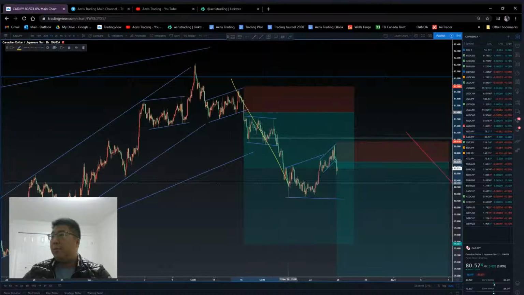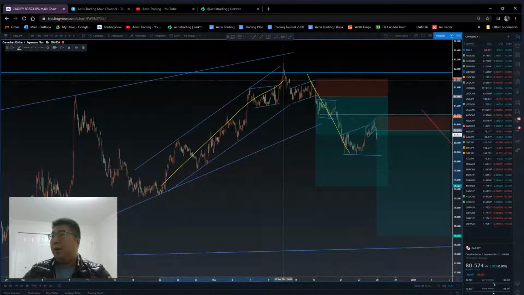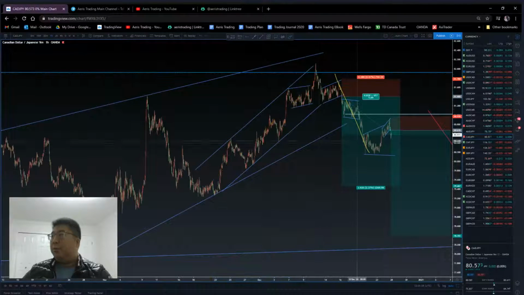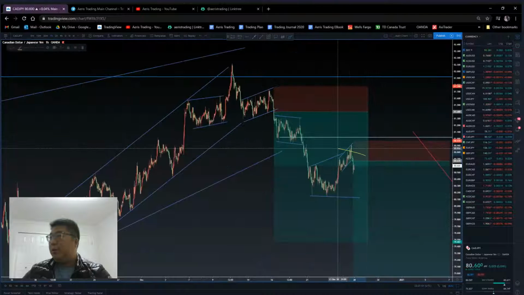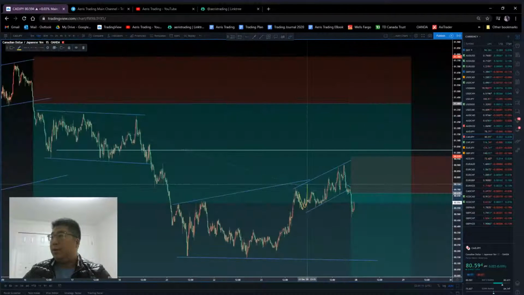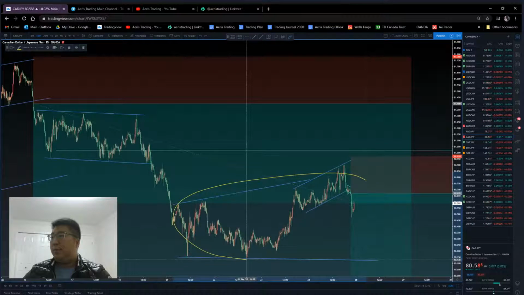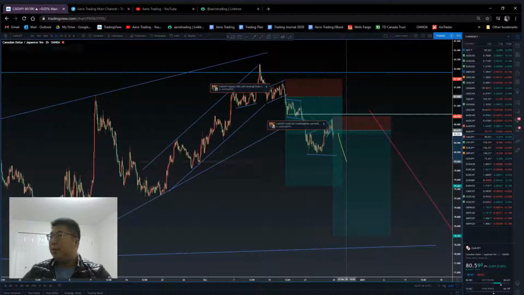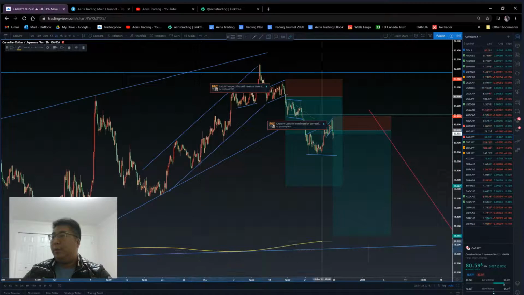We had this impulse out of the overall higher time frame channel and this lower time frame ascending channel, and we're seeing this continuation structure building. I like this potential ascending channel on the lower time frame, potentially completing this channel here. So I look for a continuation out from this overall structure, and look to target the previous low.